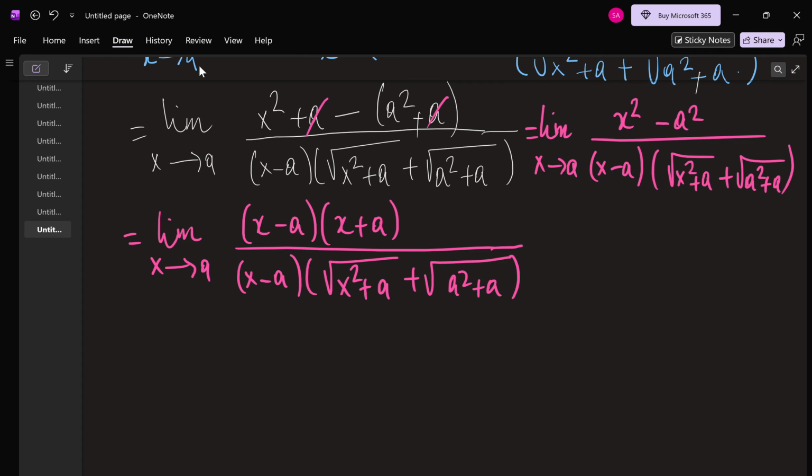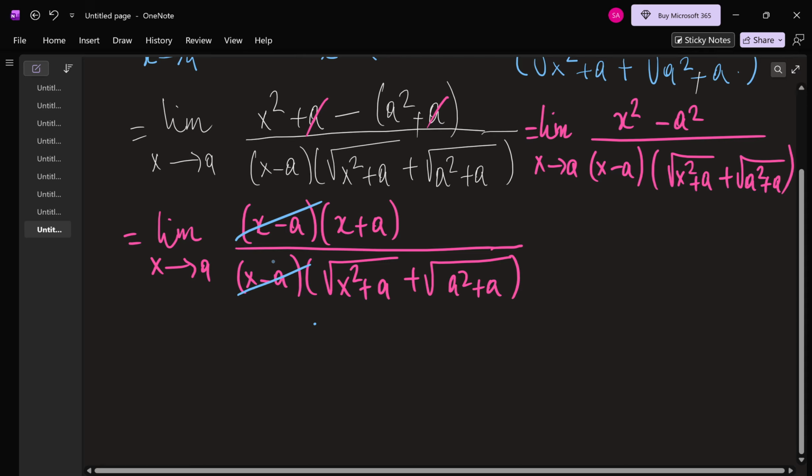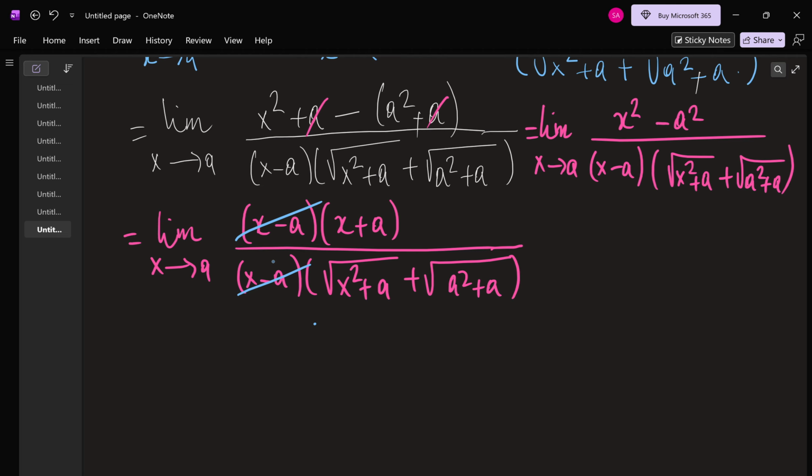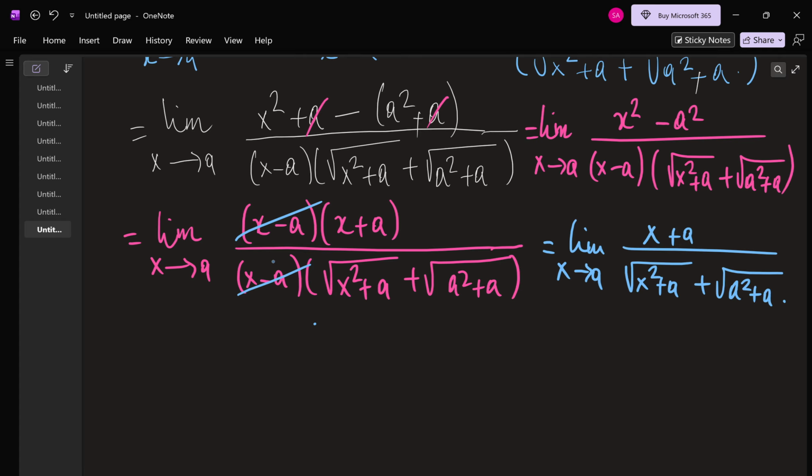Now we will simplify. This one will go with this one. What remains is simply the following: the limit when x goes to a of x plus a over the square root of x squared plus a plus the square root of a squared plus a.